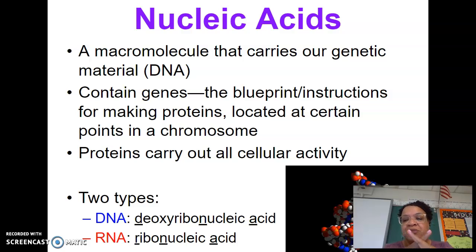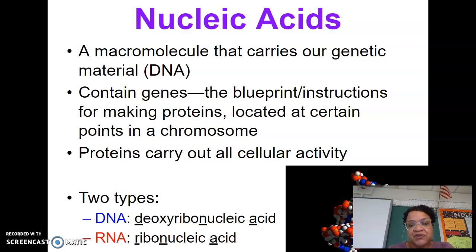So the chromosome is like the ice cream shop, and the gene is like all the different flavors. The genes are the characteristics that make you, you. Brown hair, red hair, blue eyes, brown eyes, widow's peak, those are the characteristics that make you, you. And proteins carry out all of our cellular activity.